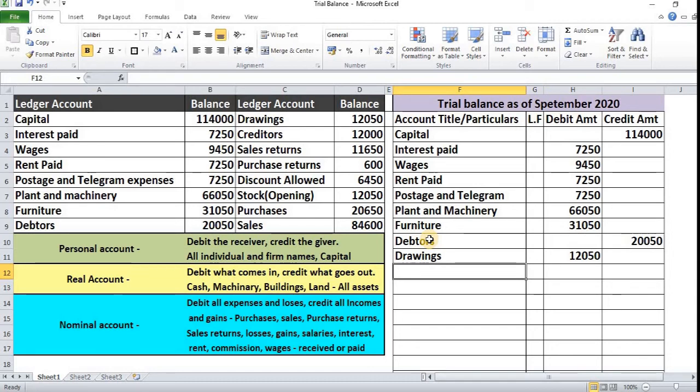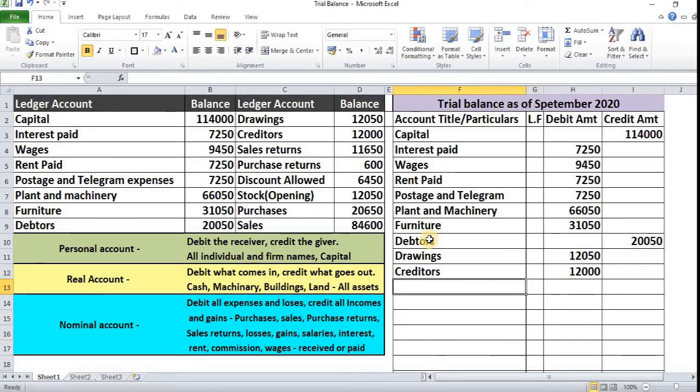Our next account is creditors. So all creditors come under expenses or payables. So all payables and expenses come under nominal account. As per nominal account rule, we have to debit all payables and expenses. So we are mentioning creditors in the particulars column and 12,000 in the debit amount column.